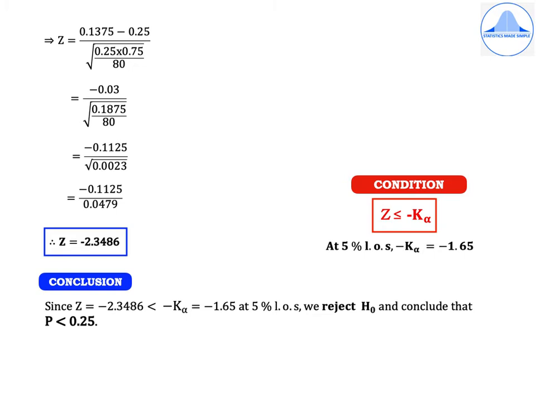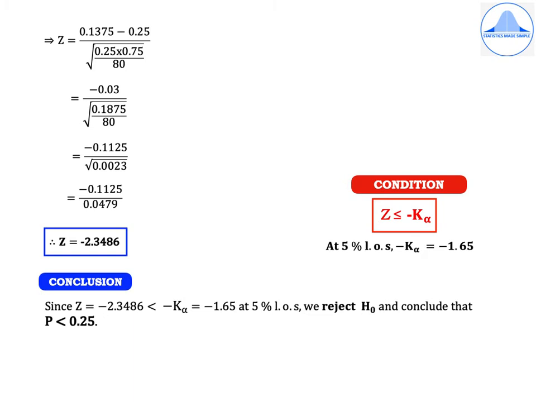Then we get Z is equal to 0.1375 minus 0.25 divided by root 0.25 into 0.75 divided by 80, which is equal to minus 0.1125 divided by root 0.1875 by 80, or it is equal to minus 0.1125 by root of 0.0023, which is equal to minus 0.1125 divided by 0.0479, or you get Z equal to minus 2.3486. Now this test is a left tail test.